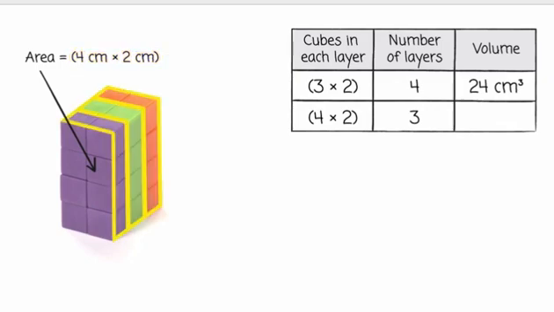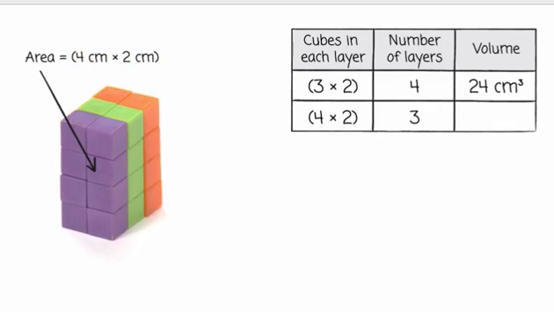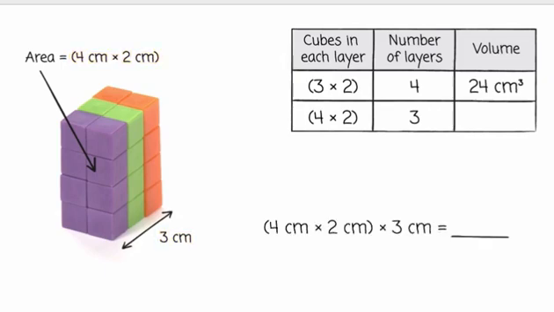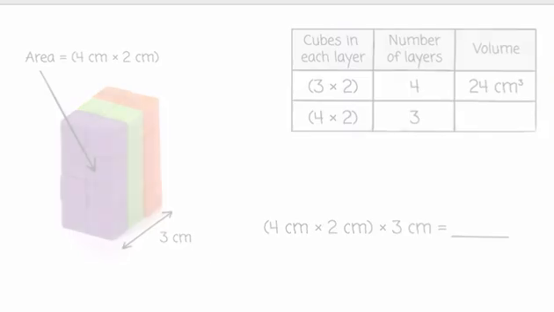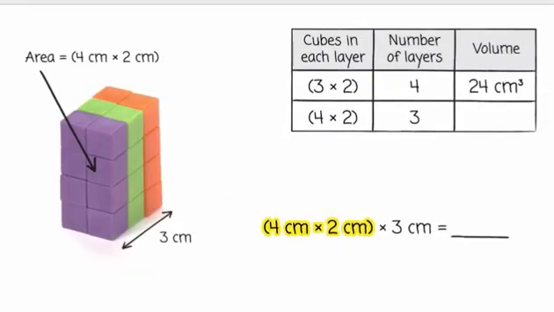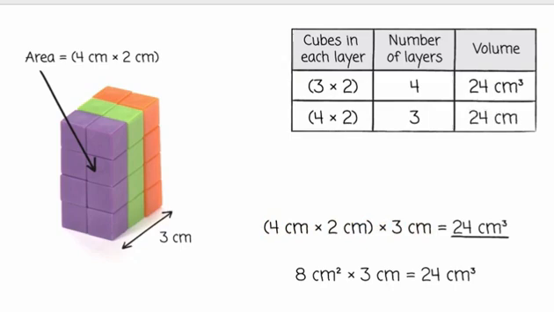And there are 3 layers behind this face. That's the same as the length of the prism, 3 centimeters. Multiply the area of the face by the length to find the volume of the prism. We know 4 centimeters times 2 centimeters equals 8 square centimeters. 8 square centimeters times 3 centimeters equals 24 cubic centimeters. So 4 centimeters times 2 centimeters times 3 centimeters equals 24 cubic centimeters.